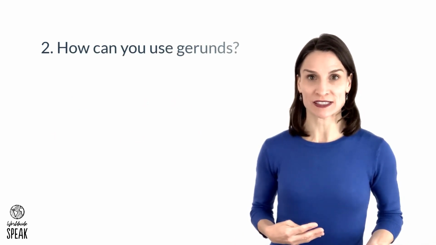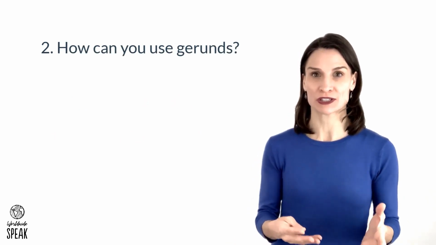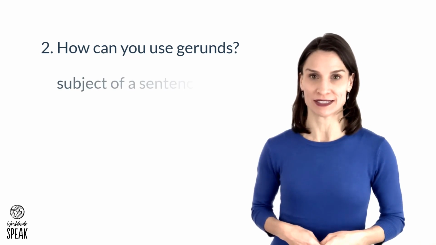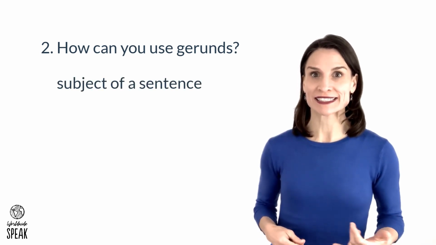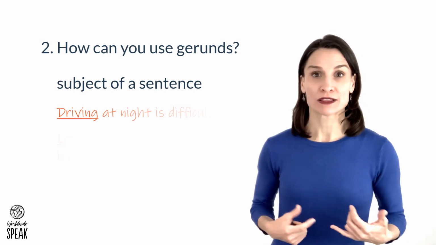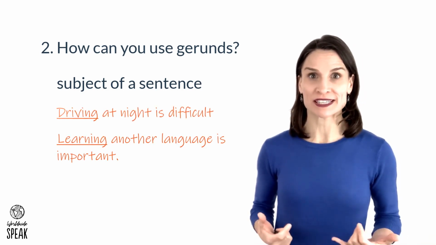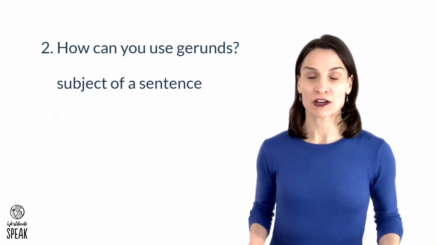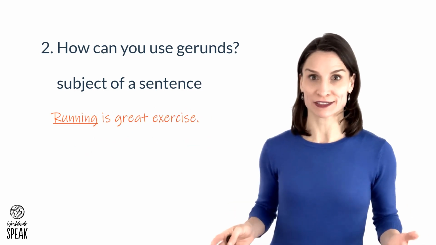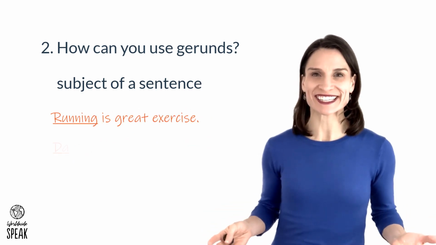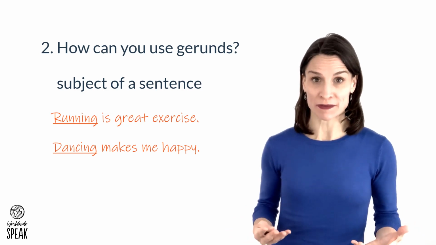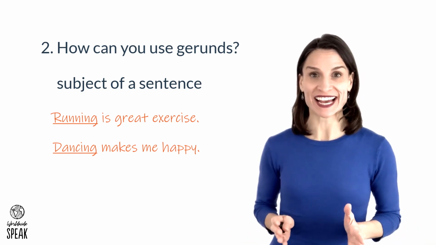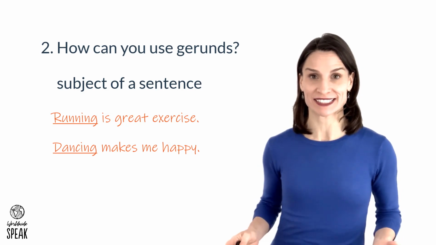So let's look at how we can use them in sentences. We often use gerunds as the subject of a sentence. For example, driving at night is difficult. Learning another language is important. Running is great exercise. Dancing makes me happy. It's very common to use a gerund like this as the subject of a sentence.